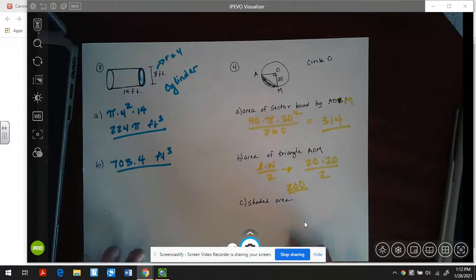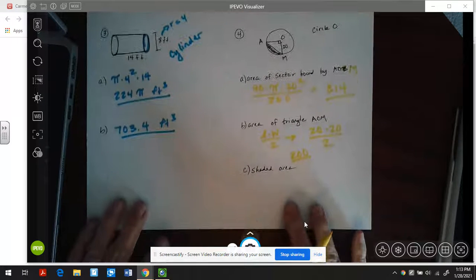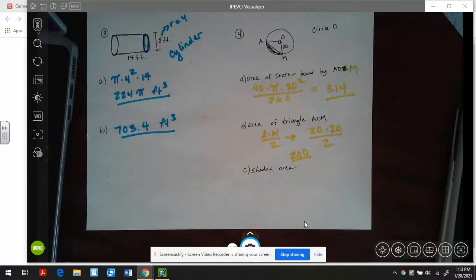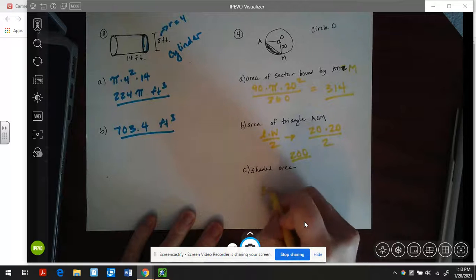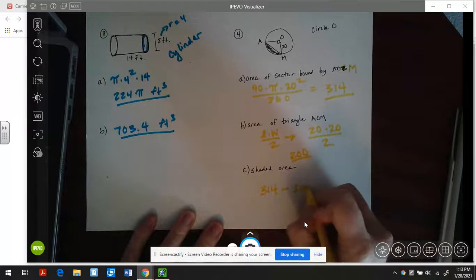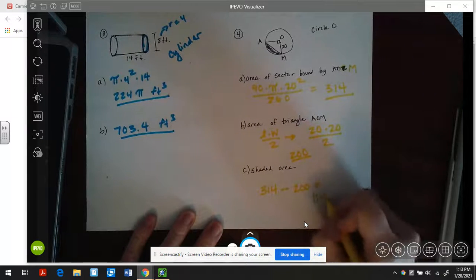You now have the sector and you have the triangle. Please now find the area that is shaded. And it's simply subtract the sector minus that triangle, so the area is 114.